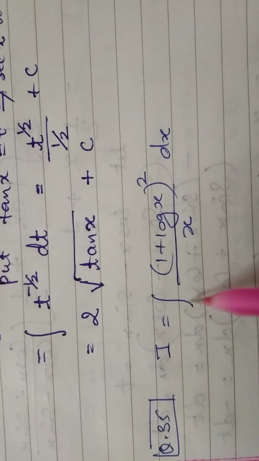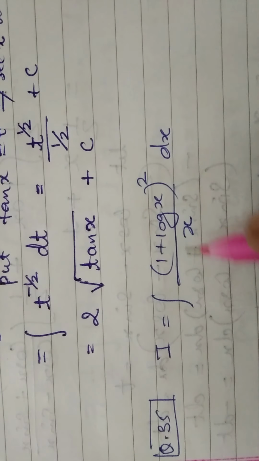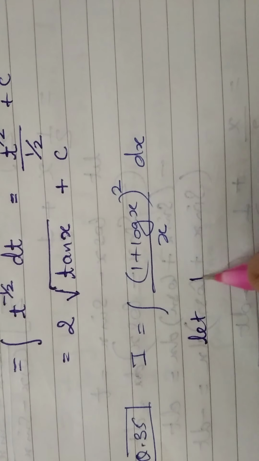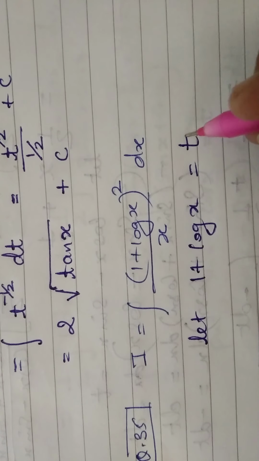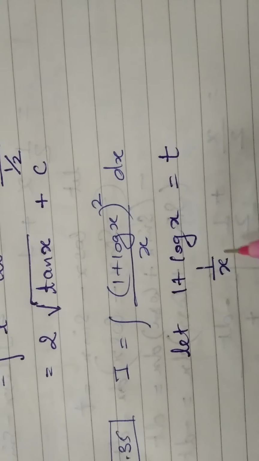I have I is equal to integral of 1 plus log x whole square. So here it appears very simple. I'll say let 1 plus log of x be equal to the term t. Differentiation of 1 is 0. And what is differentiation of log x? d by dx of log x is 1 upon x. So 1 upon x into dx is equal to dt.